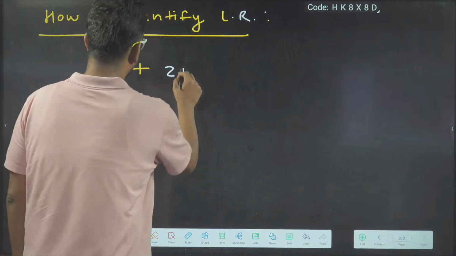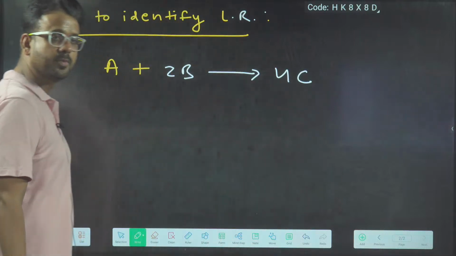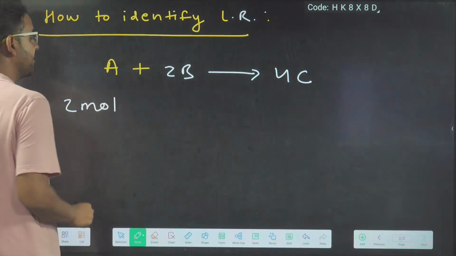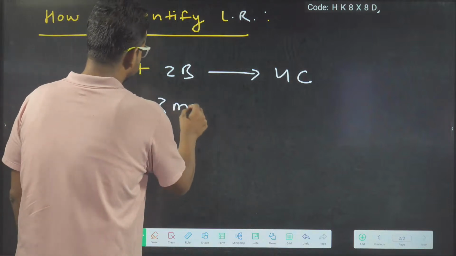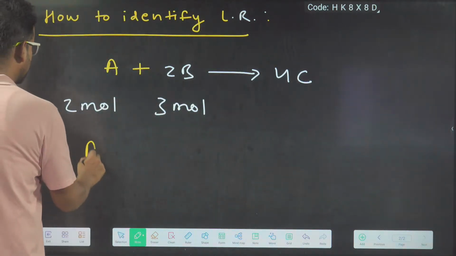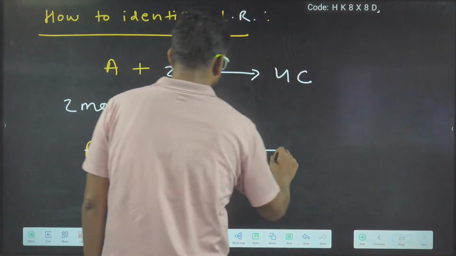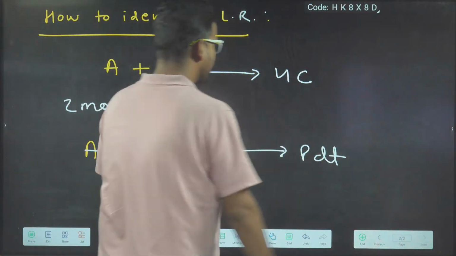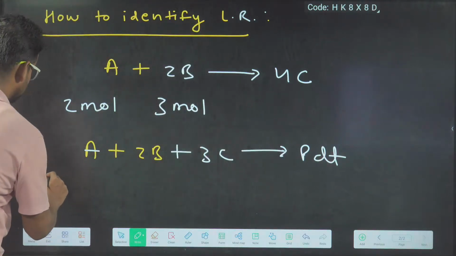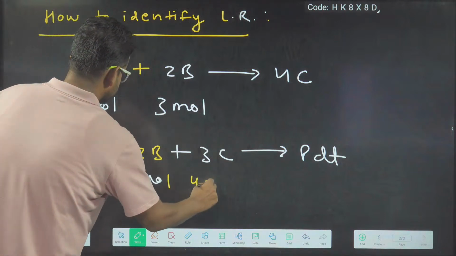Now A plus 2B goes to 4C. Suppose if I start with 2 mole of A and 3 mole of B. Another example. A plus 2B plus 3C goes to product. Some product is being formed. I start with 2 mole A, 3 mole B and 4 mole C.